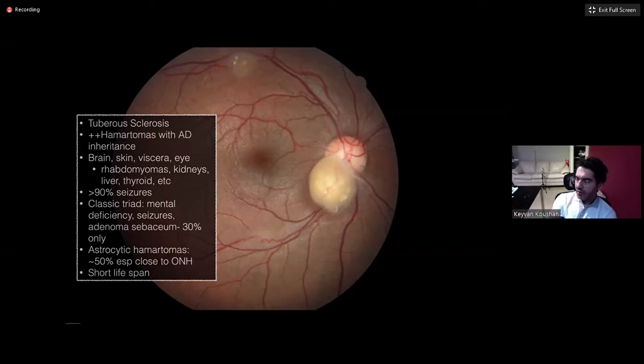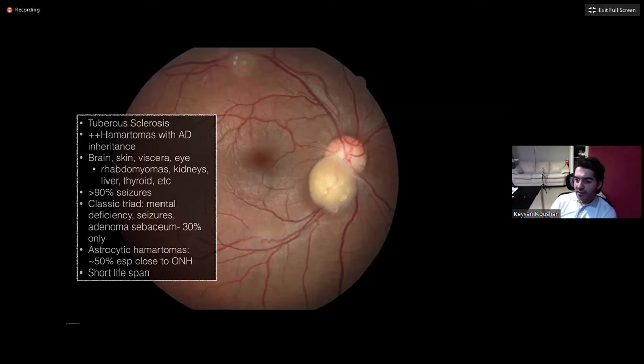These kids die early in the teenage years, or even before, because of the high percentage of brain abnormalities. A lot of them get seizures and mental deficiency, and adenoma sebaceum, which is not very common but is very characteristic. You see this in pictures; I'll show you a picture of it. And then astrocytic hamartomas, as we said, a lot of them around the nerve, like this picture you have, and they have a short lifespan. Most of them, not all of them, don't live very long.